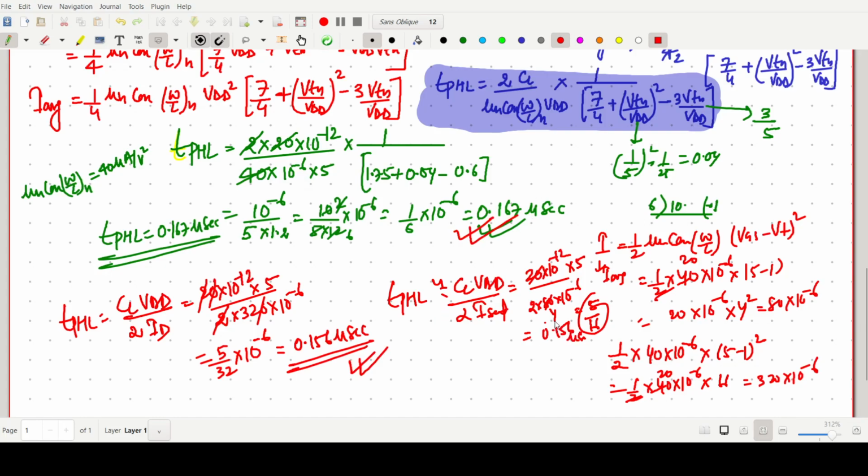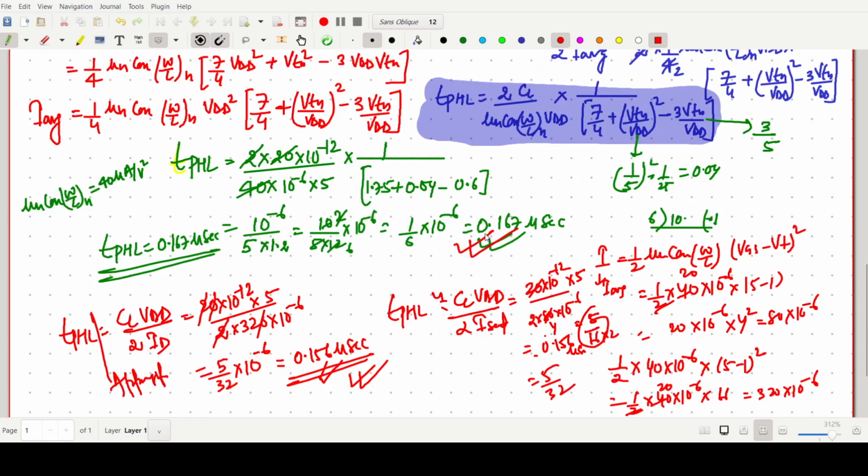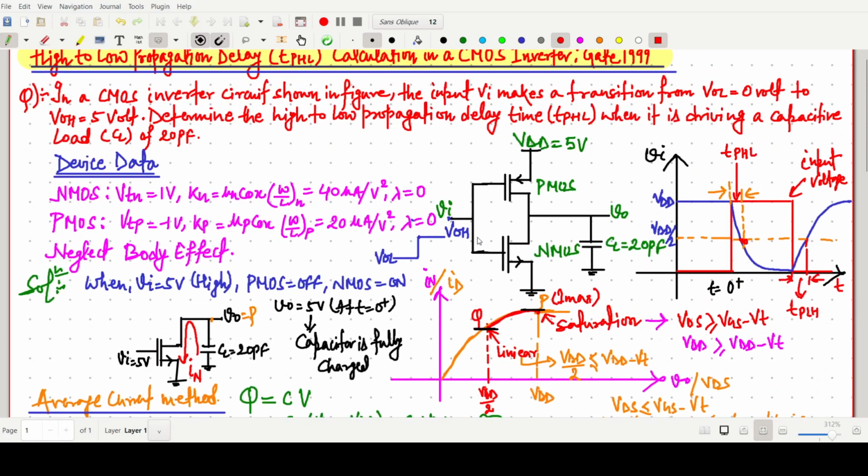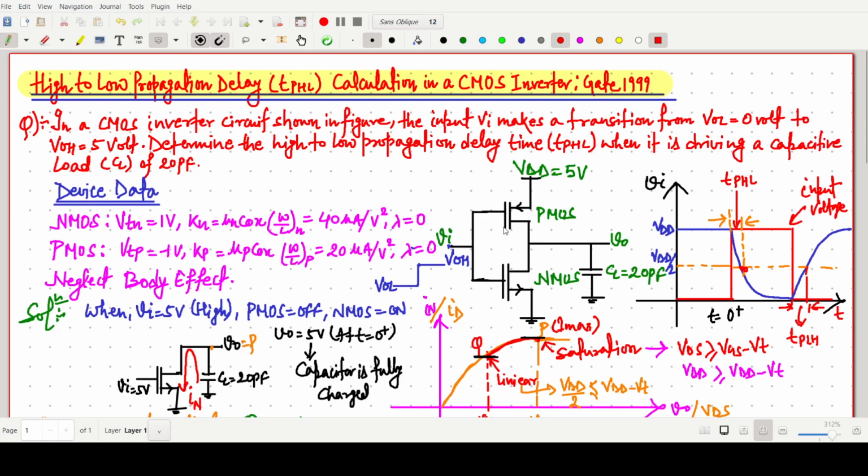Okay, so there will be some mistake, I think. So it should be 5 into 2. Okay, 5 by 32. So this one is the approximated answer, and this one is the more accurate answer. So this is the way to target this type of question. So this is all about this GATE question.